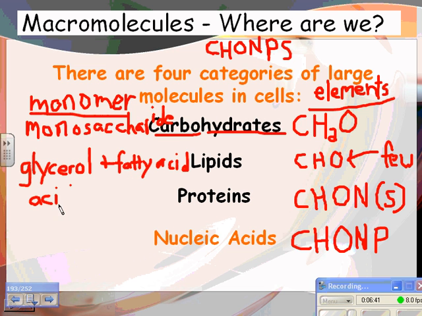So what was I writing here? Should be amino acid. I'm trying to write acid. Oh well. So the monomer for a protein is an amino acid. And the monomer for a nucleic acid is a nucleotide.